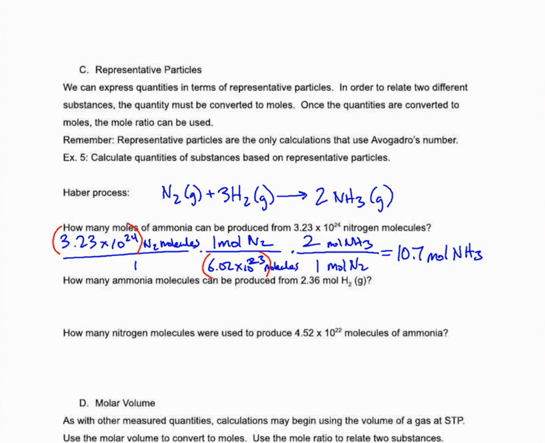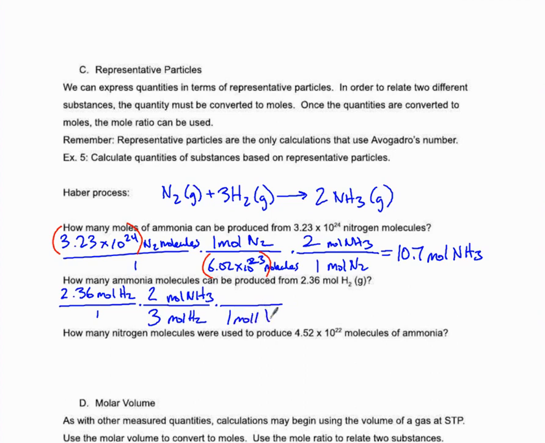How many ammonia molecules can be produced from 2.36 moles of hydrogen gas? We are starting in moles, which means we can go straight to the mole ratio. We are relating moles of hydrogen with moles of ammonia, and our coefficients are 3 for hydrogen, 2 for ammonia. But it wants to know how many ammonia molecules.